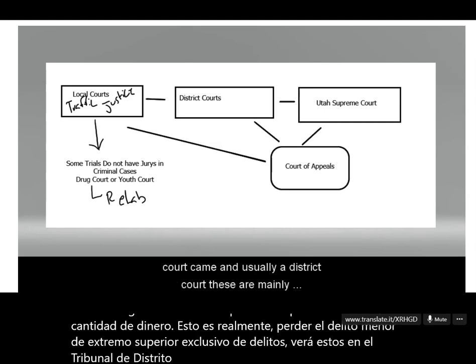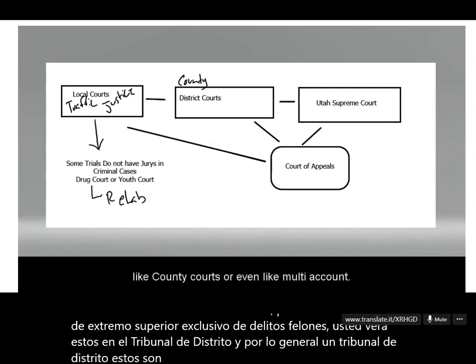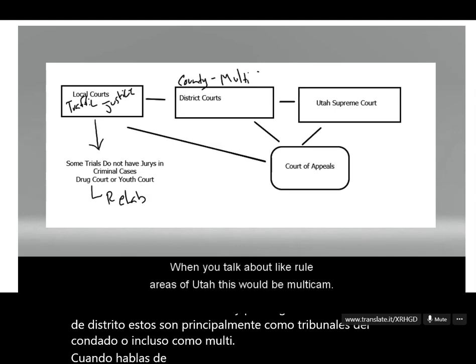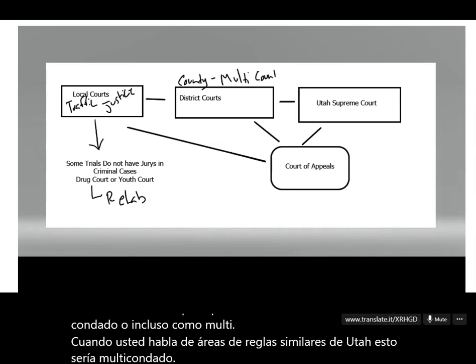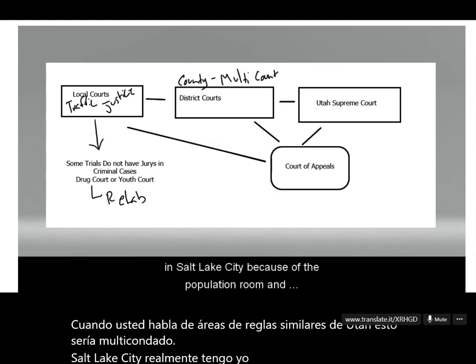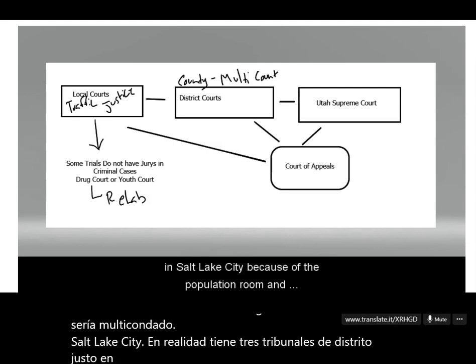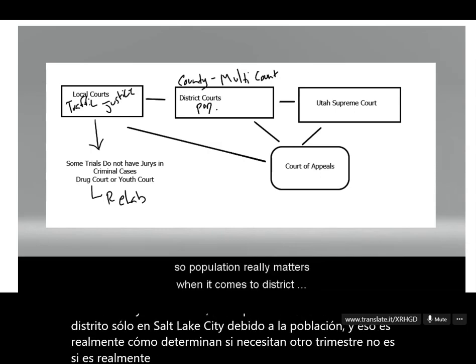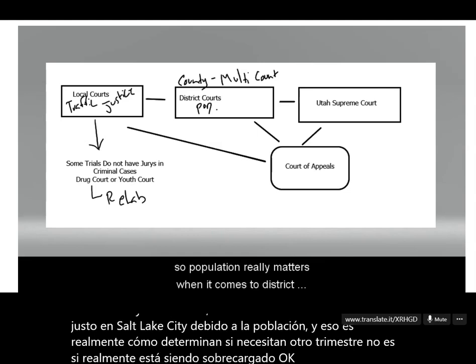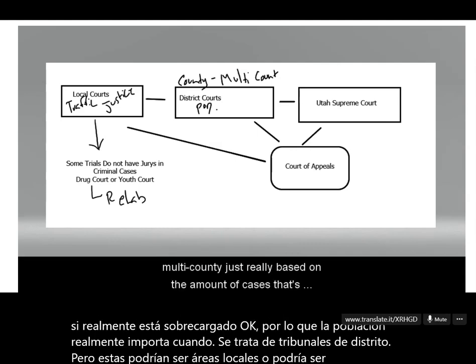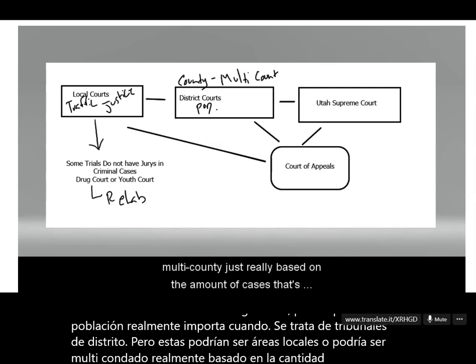Okay, and usually a district court, these are mainly county courts or even multi-county. When you're talking about rural areas of Utah, this would be multi-county. Salt Lake City actually has, I think, 3 district courts just in Salt Lake City because of the population, really. That's how they determine if they need another court or not, if it's really being overloaded, okay? So population really matters when it comes to district courts. But these could be local areas or multi-county, just really based on the amount of cases that's going to be heard, okay?